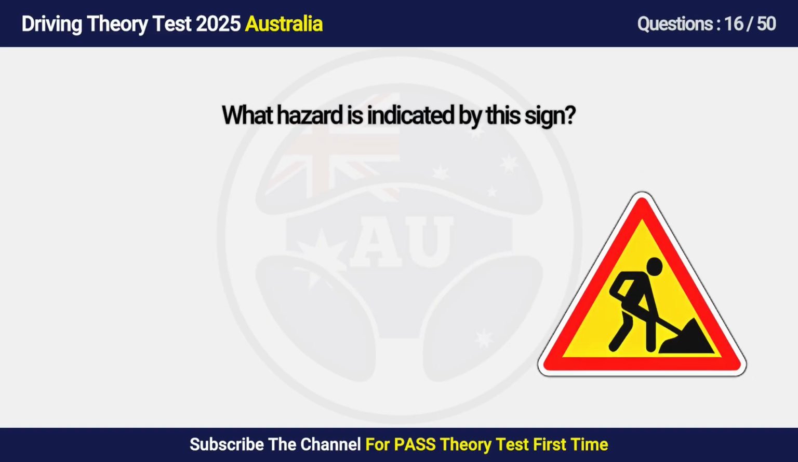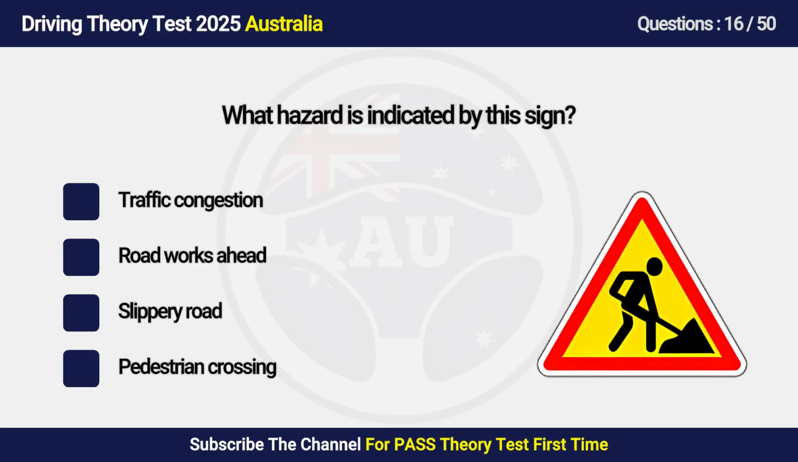Question 16. What hazard is indicated by this sign? A, traffic congestion, B, roadworks ahead, C, slippery road, D, pedestrian crossing.